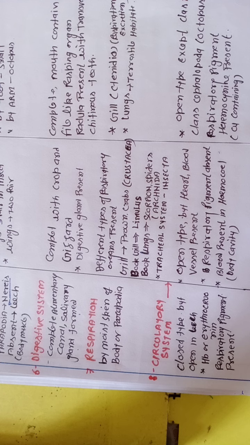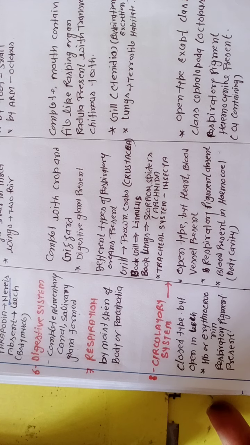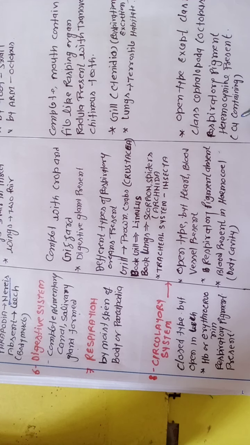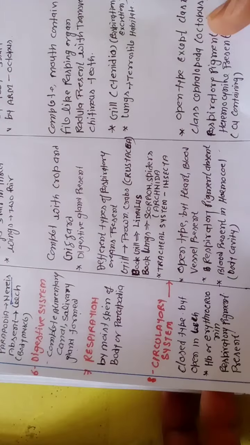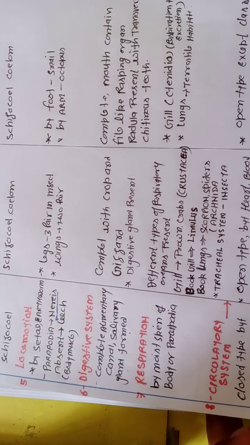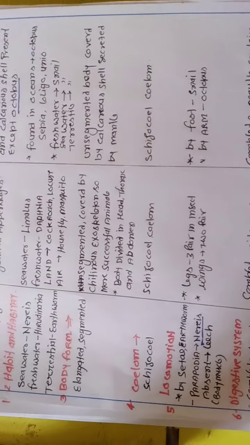And a very interesting, important point here is that these animals have a respiratory pigment that is copper containing and known as hemocyanin. So what kind of pigment is present here? That is known as hemocyanin. They have the respiratory pigment hemocyanin, and it is copper containing.